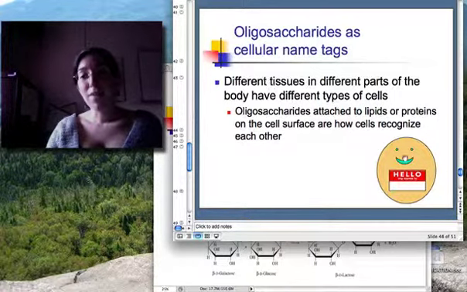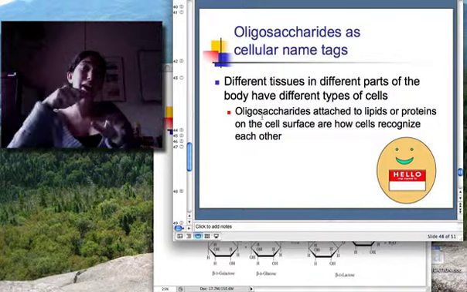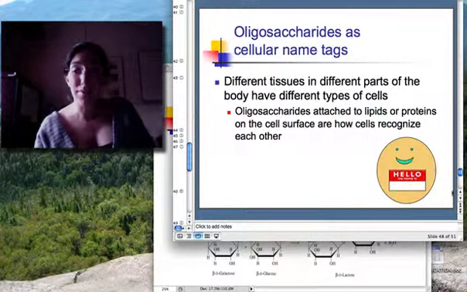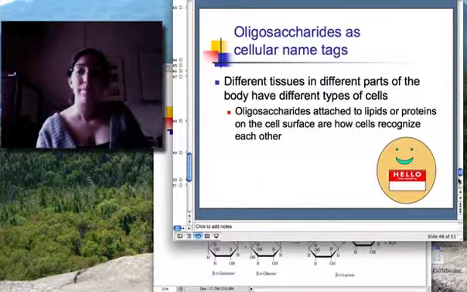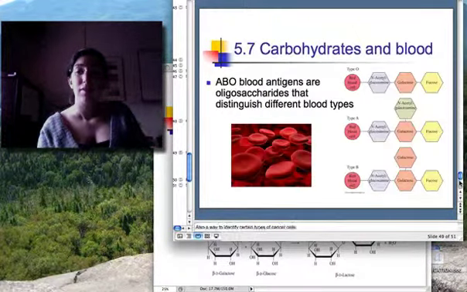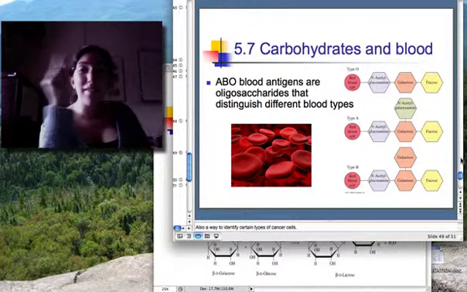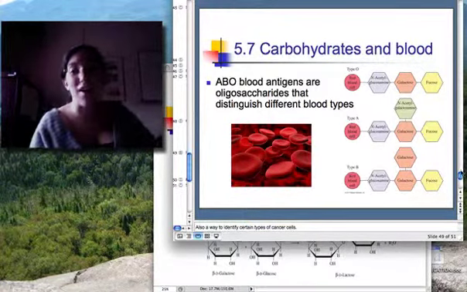Okay, so the cell membrane is composed of lipids and proteins, fats and proteins. And these sugar groups, these oligosaccharides, can attach either to the lipid or to a protein to form these little surface tags. So, I don't have a good picture of it, so you just kind of have to imagine it in your head. So little oligosaccharides sticking off the cell.